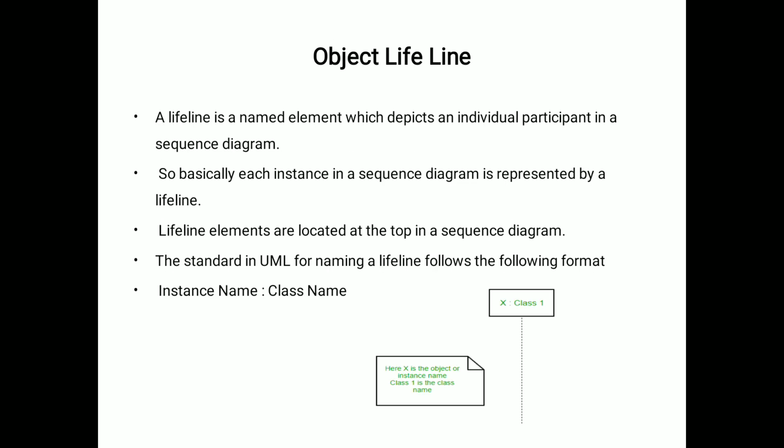Now see, in the next, the object lifeline is a named element which depicts or shows an individual participant in a sequence diagram. So basically each instance in a sequence diagram is represented by a lifeline. Lifeline elements are located at the top of a sequence diagram. The standard UML for naming a lifeline follows this format: instance name and class name. Now see, here the instance name is X and the class name is the 1.